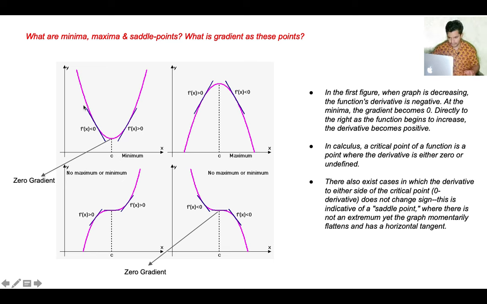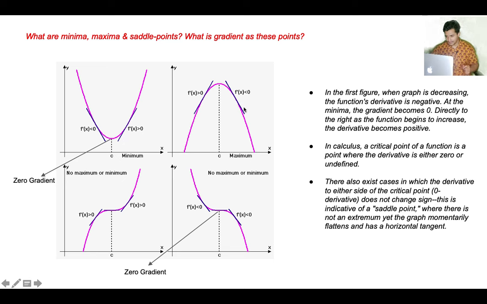So we have already seen, for a function when it's decreasing, the gradient is negative, and when the function is increasing here in the second half, the gradient is positive, and at the minima, which is the lowest point, the gradient becomes zero. So in the first figure, when the graph is decreasing, the function's derivative is negative. At the minima, the gradient becomes zero, and directly to the right, as the function begins to increase, the derivative becomes positive. Similarly for this function, which is a concave function, the earlier one being a convex function: when it's increasing, the derivative or gradient is positive. At the maxima, the gradient is zero, and when the function is decreasing, the gradient becomes negative.